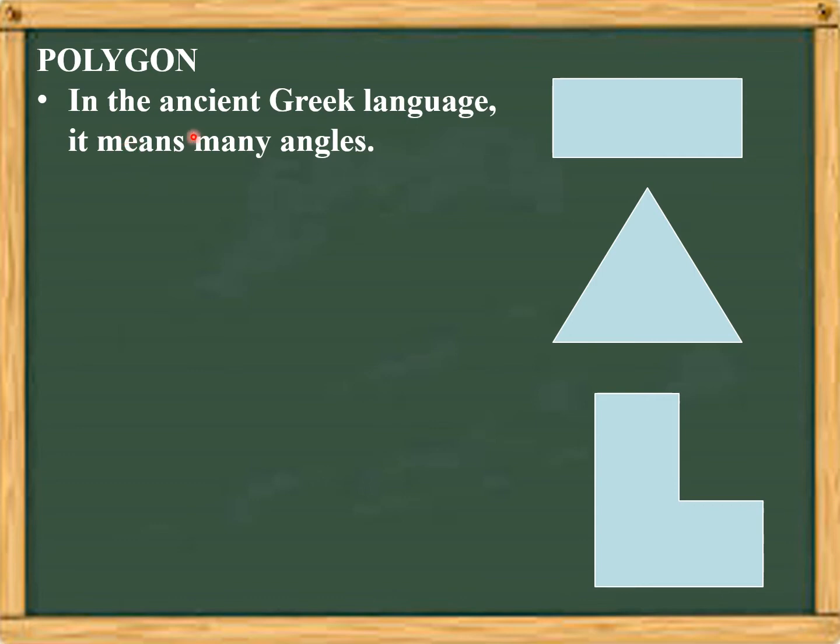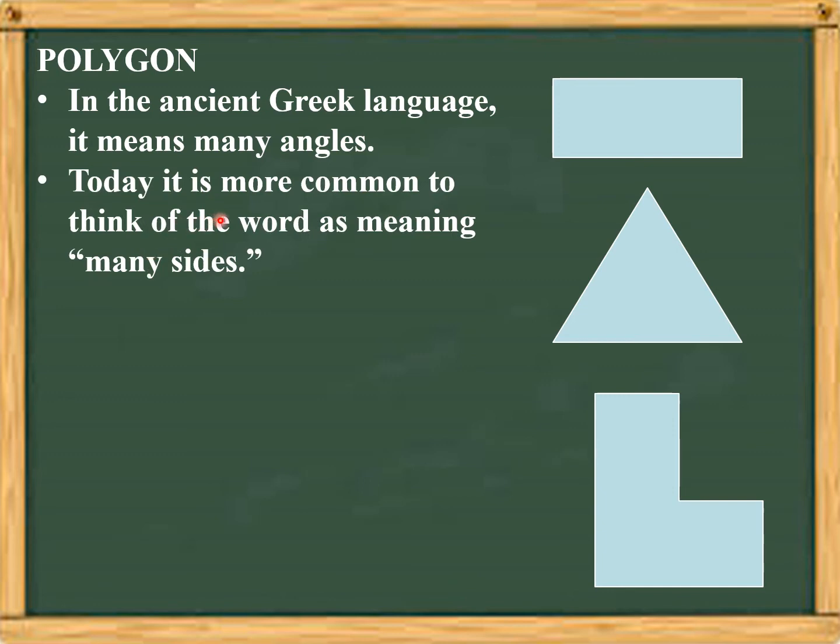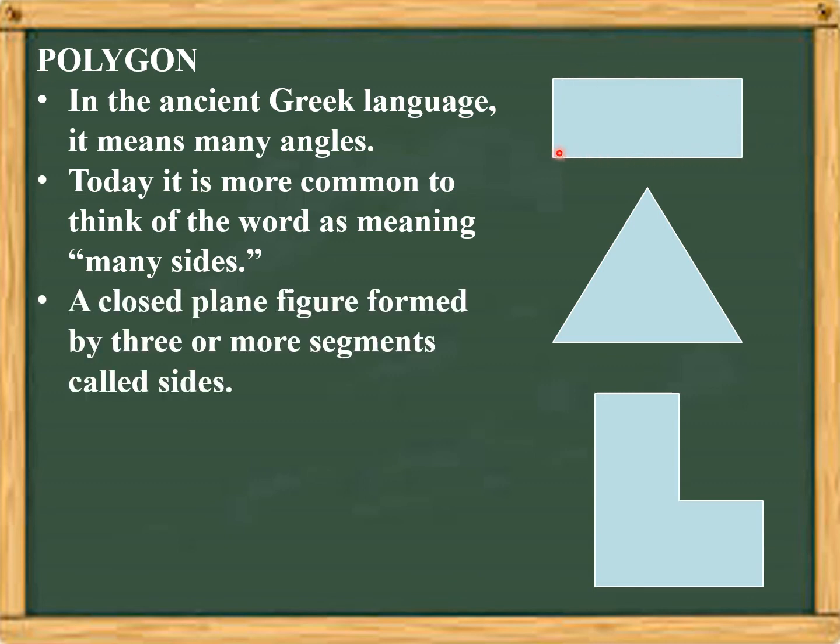So polygon in the ancient Greek language means many angles. Today, it is more common to think of the word as meaning many sides. So when it comes to polygon, we have many angles. So ito yung mga angles niyan. At ito naman ang mga sides. It is a closed plane figure formed by 3 or more segments called sides.